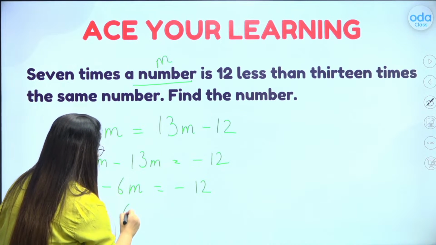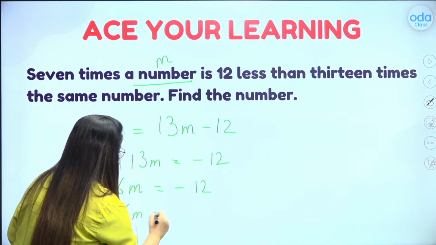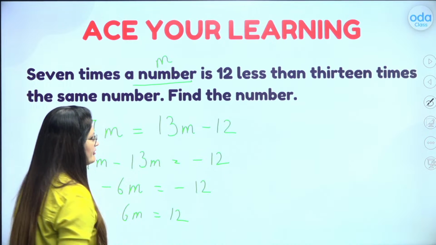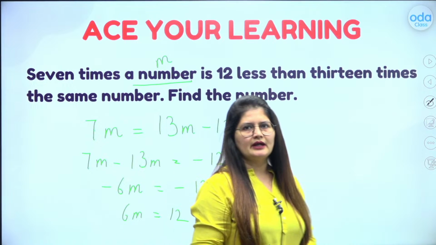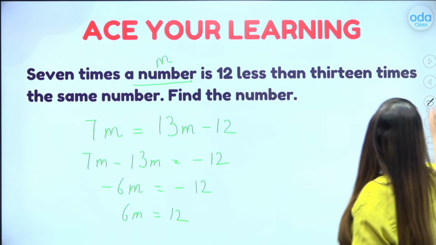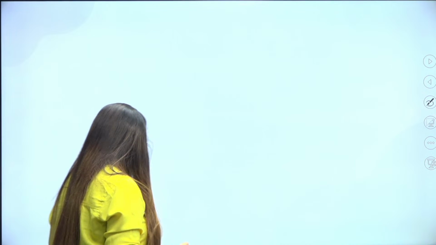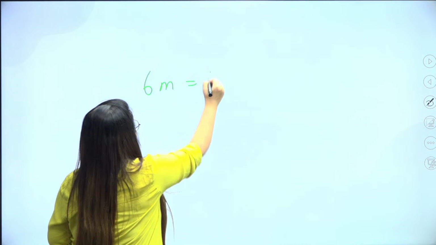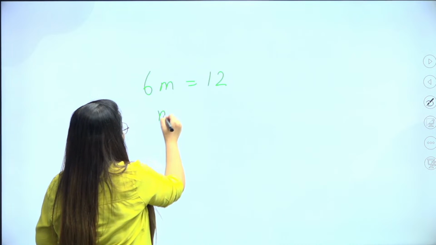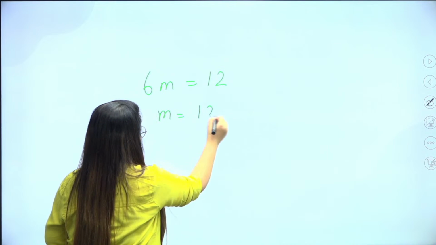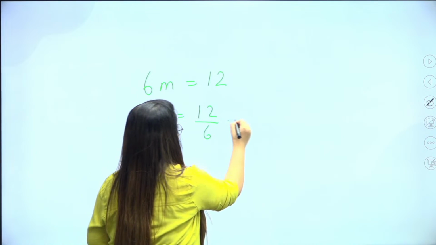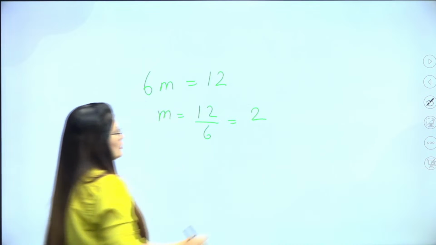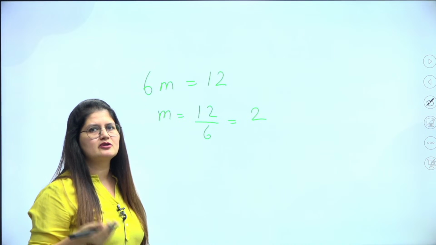So can we say that 6m is equal to 12? So what are we getting as the value of the variable here? Can you tell me what is going to be the value of the variable? Yes. In this question, 6m is equal to 12. So m will come out to be 12 divided by 6, which is equal to 2. So the number here was actually 2.